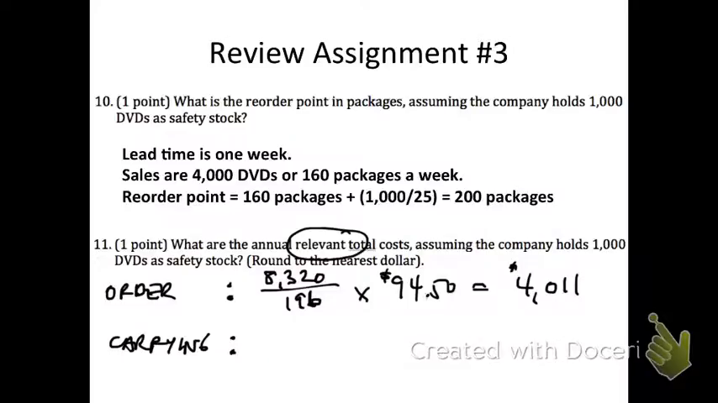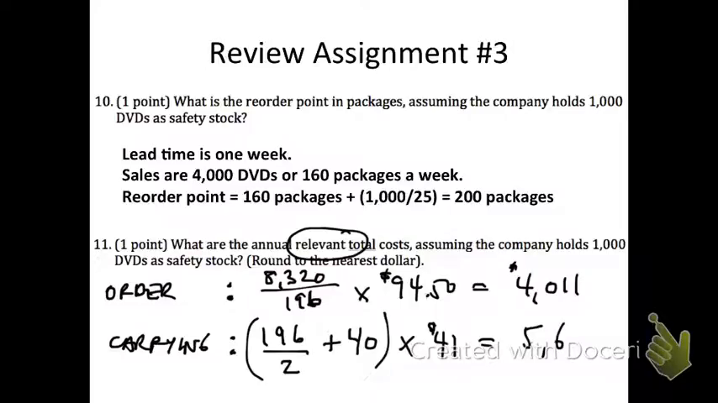My carrying cost is based on how much inventory I hold. So my average inventory every time I order is 196. I get down to, in theory, 0 when I receive my next order. And so that's my average inventory, except I have safety stock. I'm always holding 40 in safety stock. So the average of my safety stock is actually just 40. I multiply that times $41 carrying cost per unit or per package, and I get 5,658. And so my total relevant cost here is 9,669.